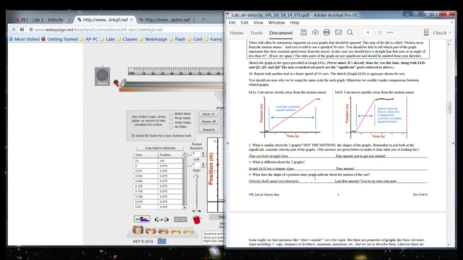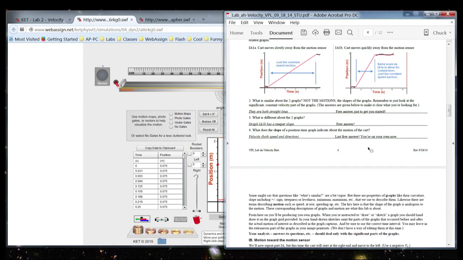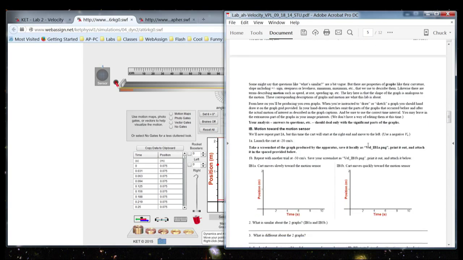What does the slope of a position time graph indicate about the motion of the cart? How are you supposed to know that? Based on your answers to the two previous questions, these things both have certain constant velocities. This one's steeper, and when you did this part of the lab, you made the cart go faster. Another thing is they both rise by the same amount, the same change in position, but this one took less time to do it, so this one's going faster. You get the point? These are the kinds of questions you'll be asked in the lab here. And there are a couple of free ones.